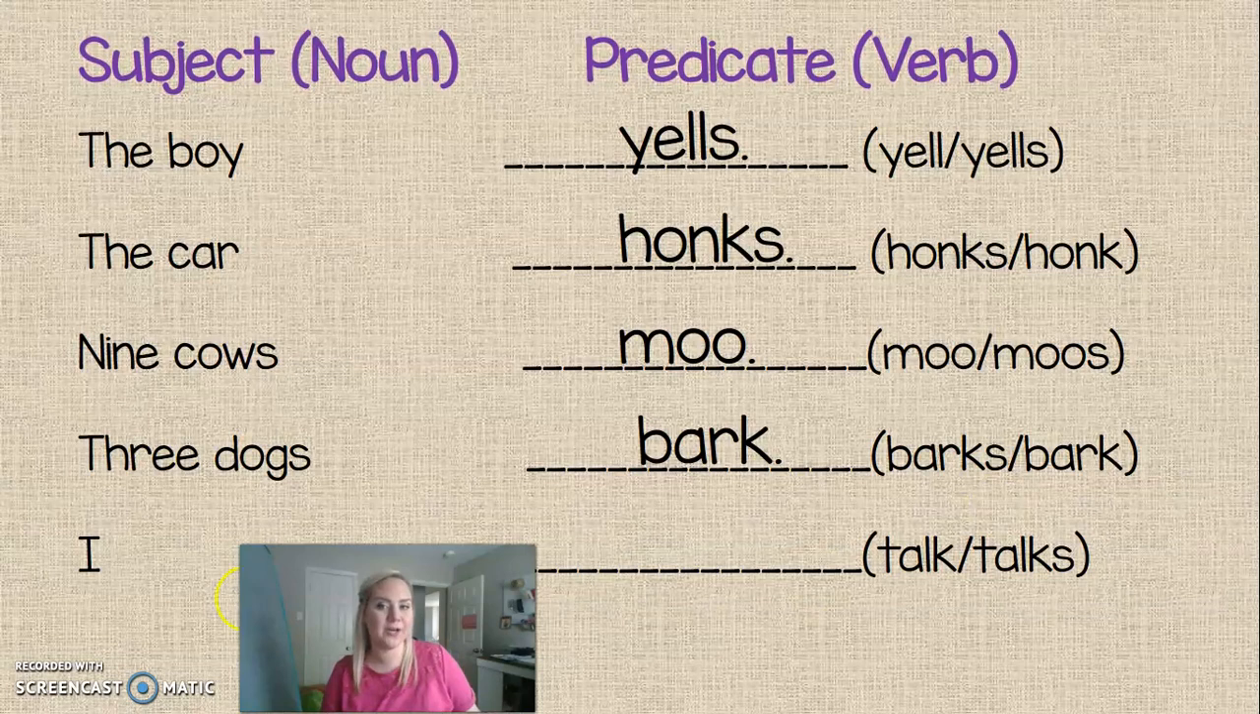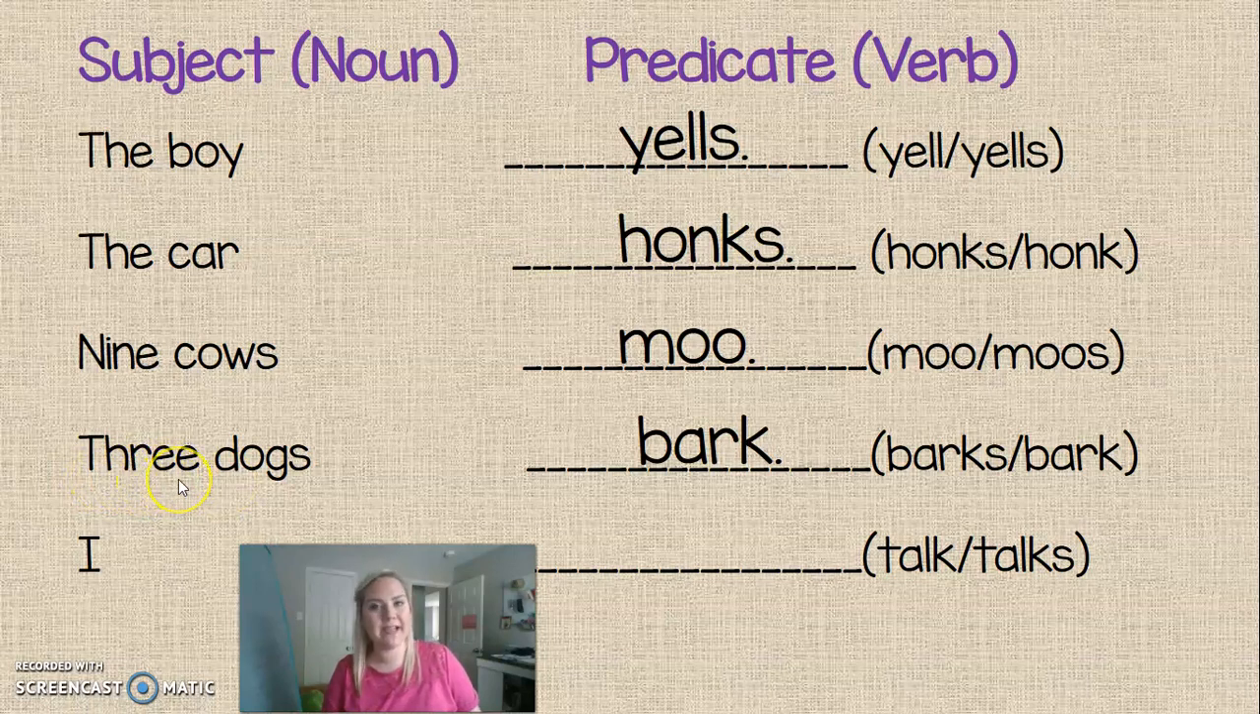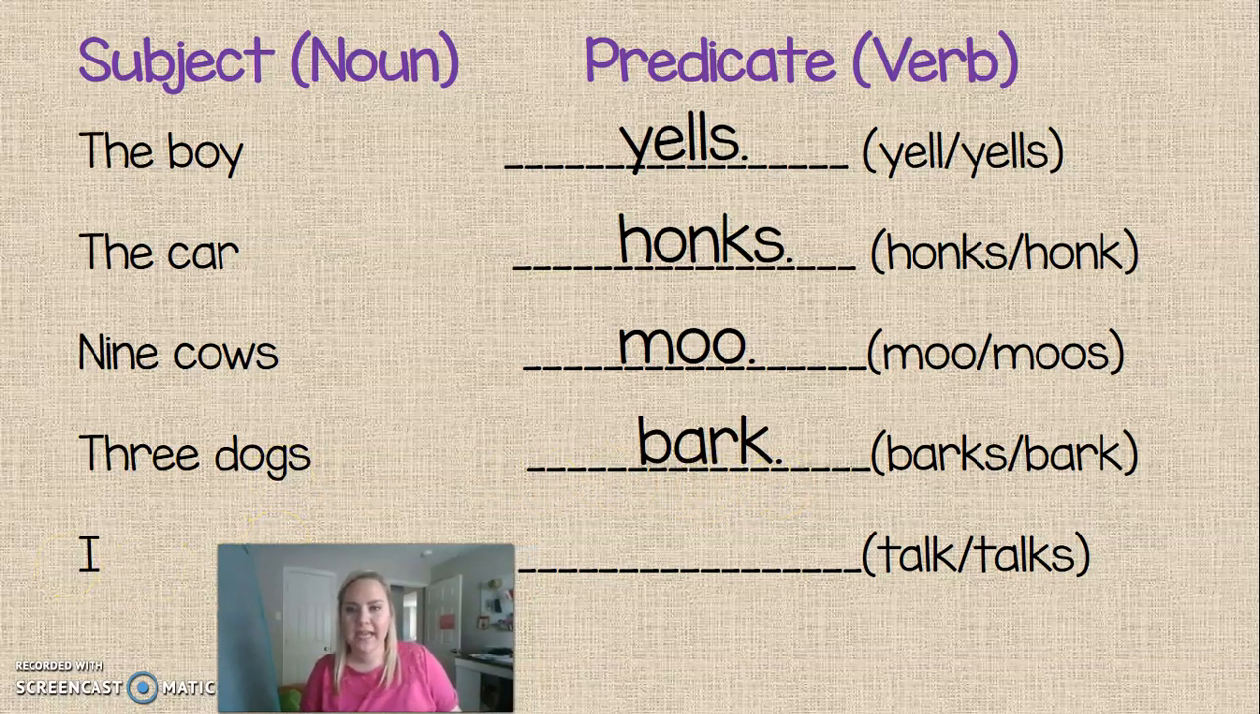All right, 3 dogs bark. I have dogs, which is plural, and another hint is it says 3. So you might have a sentence that says the dogs bark. So it might not always have a number in front of it. So you really need to look at the S on the end. If it does not have an S, it's going to be singular. If you see an S, most likely it's plural, okay? So definitely look at that. So the dogs bark.